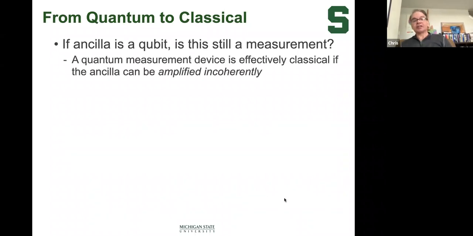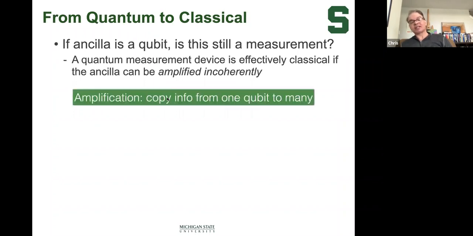The answer is, well, that's a good point. To see that it's really a measurement, I actually have to show that this ancilla, this qubit, can be amplified incoherently. And what does that mean? Amplification means essentially that the information in that one qubit can be copied from this one qubit to many, 10 to the 23, if you want to. If you can do that, then this is really a measurement where the measurement device is classical, even though I've written everything in terms of qubits.